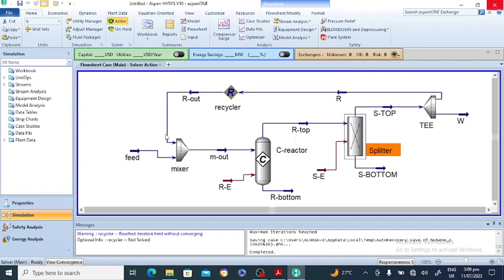So this was all about how we can recycle and how we can produce ethyl chloride in Aspen HYSYS from ethylene and hydrochloric acid in an inert atmospheric condition.